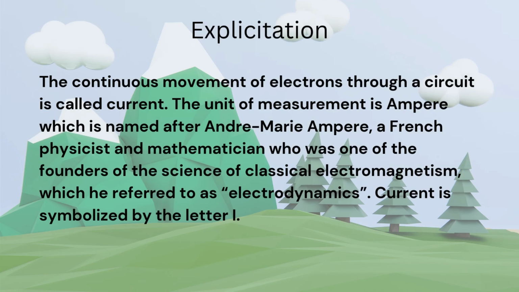For Ohm's law and power law, the continuous movement of electrons through a circuit is called current. The unit of measurement is ampere, which is named after André-Marie Ampère, a French physicist and mathematician who was one of the founders of the science of classical electromagnetism, which he referred to as electrodynamics. Current is symbolized by the letter I.